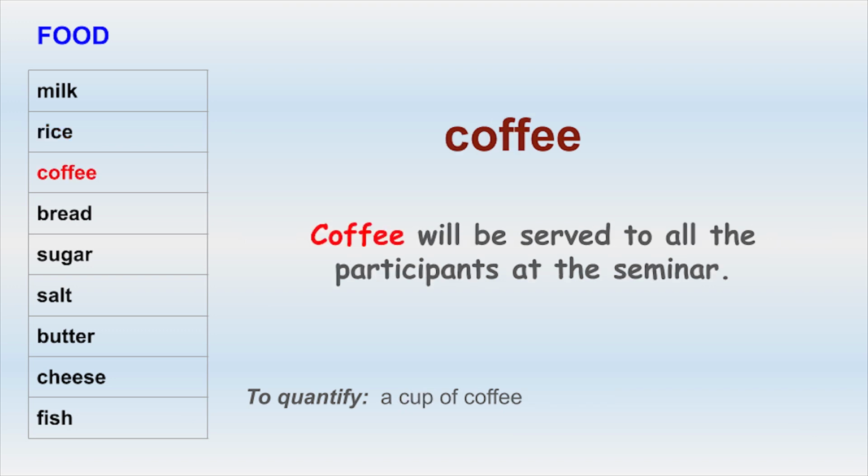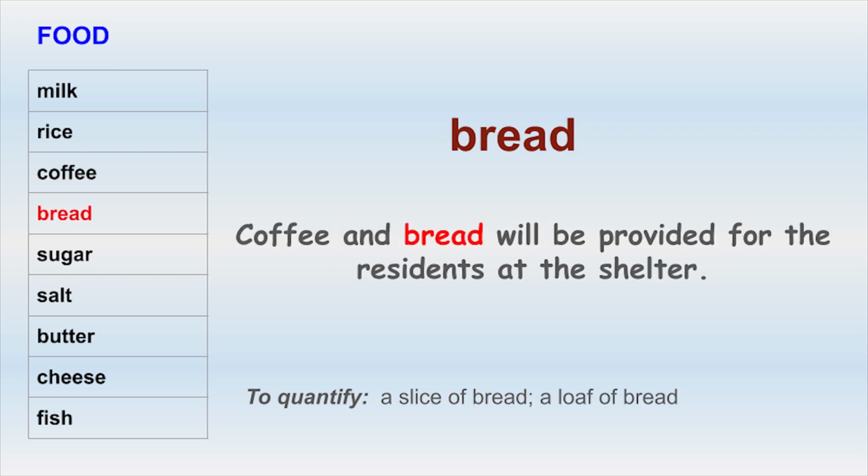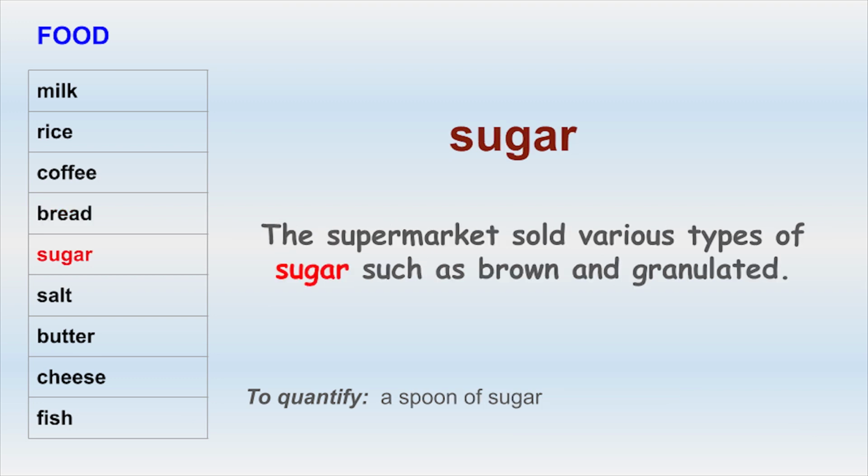Coffee. Coffee will be served to all the participants at the seminar. And to quantify, we may say a cup of coffee. Bread. Coffee and bread will be provided for the residents at the shelter. To quantify bread, we may say a slice of bread or a loaf of bread. Sugar. The supermarket sold various types of sugar, such as brown and granulated. And to quantify sugar, we may say a spoon of sugar.